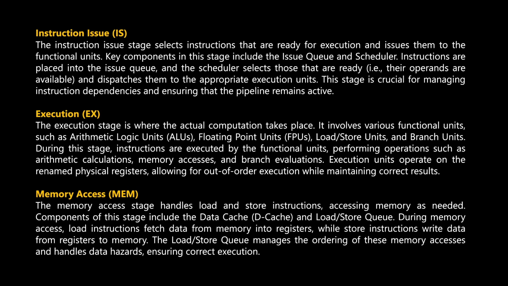The memory access stage handles load and store instructions, accessing memory as needed. Components of this stage include the data cache and load store queue. During memory access, load instructions fetch data from memory into registers, while store instructions write data from registers to memory. The load store queue manages the ordering of these memory accesses and handles data hazards, ensuring correct execution.